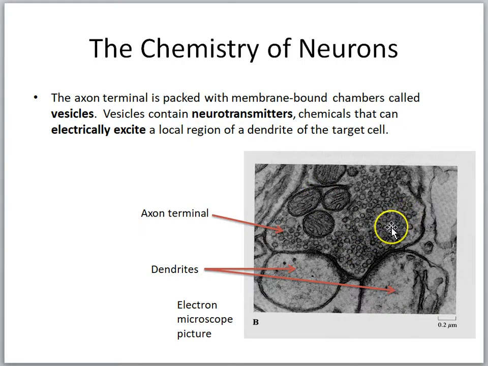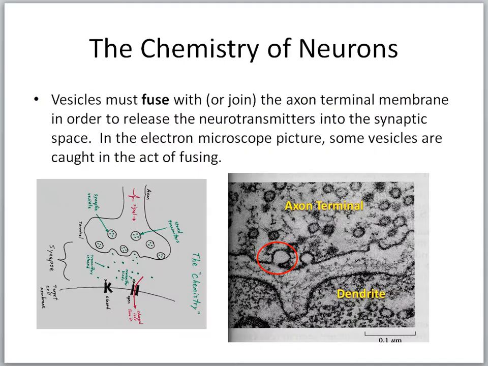These are called vesicles. It's inside these vesicles that neurotransmitters, the chemicals involved in synaptic communication, are located. So what the terminal is going to do is release the chemicals that are stored in these vesicles, and those chemicals are then going to influence, electrically excite the target cell, the dendrites here. So vesicles must fuse with or join the axon terminal membrane in order to release the neurotransmitters into the synaptic space. In the electron microscope picture, some vesicles are caught in the act of fusing.